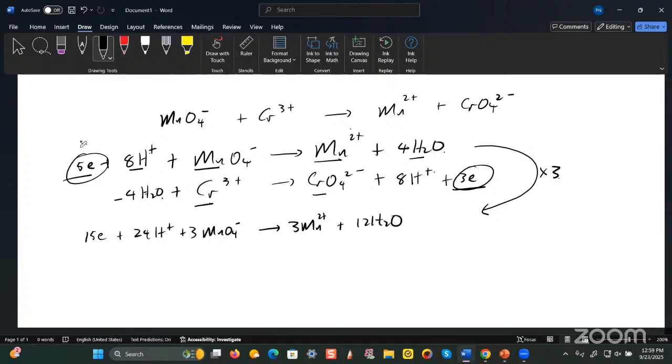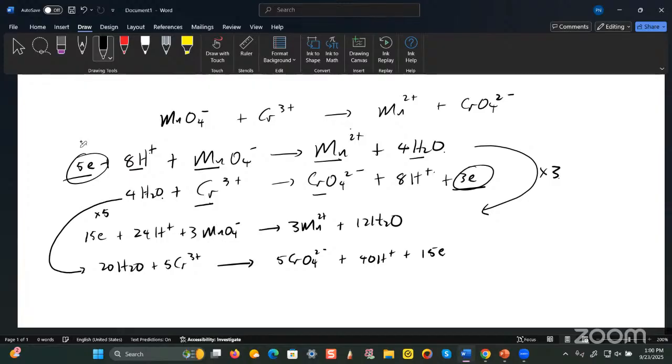The next equation, as he correctly said, you're going to multiply by 5. When you do that, you're going to end up with 20 water molecules plus 5 Cr3+. And then on the right side, you're going to end up with 5 CrO4 2-, plus 40 hydrogen ions, plus 15 electrons. So that's what you get when you multiply the second equation by 5. Let me just check to make sure I'm doing the right thing. Okay, so that's what you end up with.